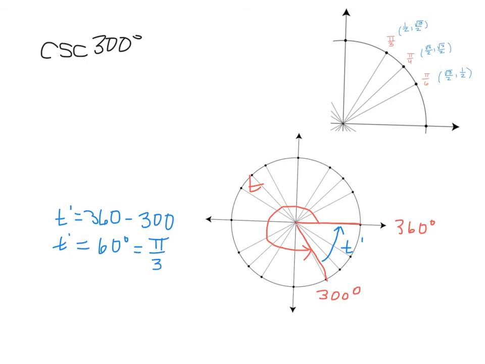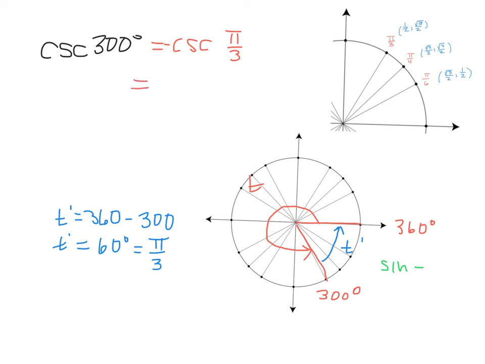So cosecant of 300 degrees is going to be the same as cosecant of pi over 3, except for maybe the plus or minus out in front. Cosecant is the reciprocal function of sine, so we need to look at what sine is in the fourth quadrant. Well, sine goes with y, and that's going to be negative. So our cosecant is going to be a negative value of whatever cosecant of pi over 3 is.